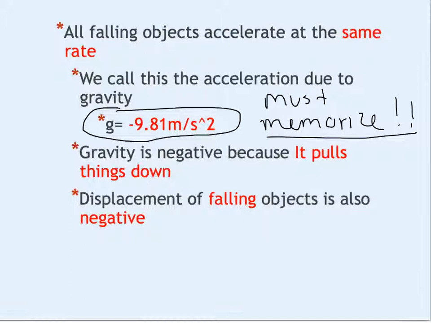Gravity is negative because it pulls things down towards the center of Earth. We said when we first studied our properties of motion that anytime something goes to the left or down, it'll be negative. That means our displacement of falling objects is also negative because they fell down.